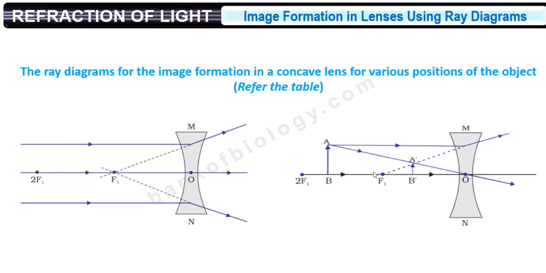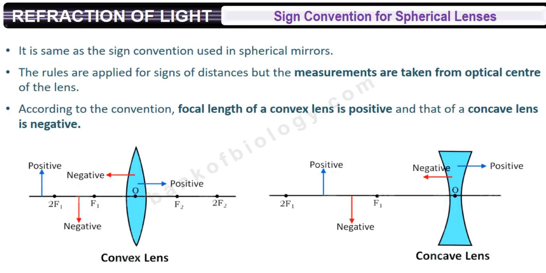In second case, an object is kept between f1 and 2f1, and one ray of light touches the concave lens and diverges, and its ray diagram is taken backwards. Other one just passes through, and if we take back, a diminished image is formed in front of the lens. Okay, so these two cases are only there in case of a concave lens.